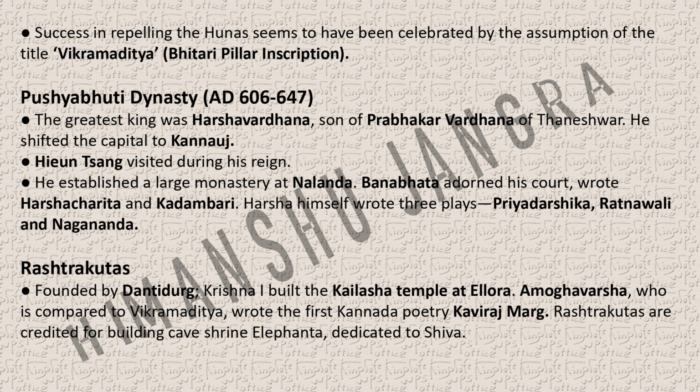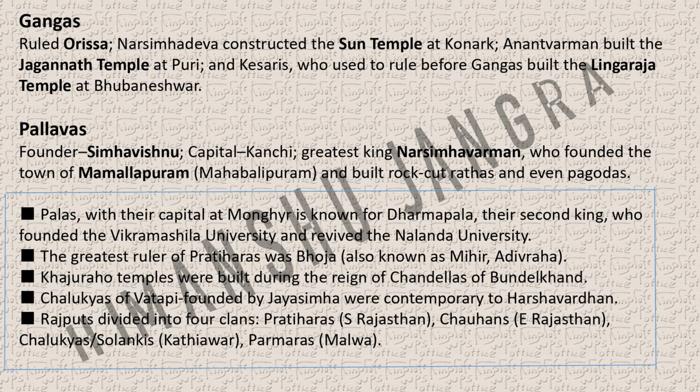Rashtrakutas. Founded by Dantidurga, Krishna I built the Kailasha temple at Ellora. Amoghavarsha, who is compared to Vikramaditya, wrote the first Kannada poetry, Kavirajamarga. Rashtrakutas are credited for building the cave shrine at Elephanta, dedicated to Shiva. Gangas ruled Orissa. Narasimhadeva constructed the Sun Temple at Konark, Anantavarman built the Jagannath Temple at Puri, and the Kesaris, who used to rule before the Gangas, built the Lingaraja Temple at Bhubaneswar.